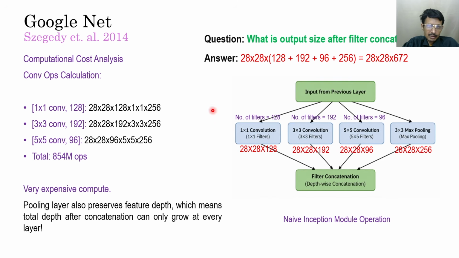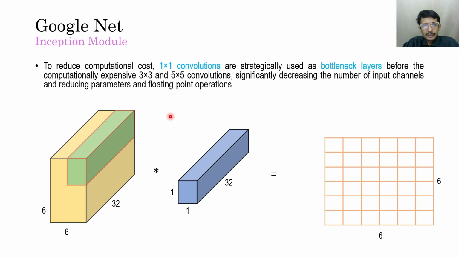And here comes the concept of bottleneck layers. So what does the bottleneck do to reduce this computational cost? 1 cross 1 convolutions are strategically used before the computationally expensive 3 cross 3 ones, significantly decreasing the number of input channels and reducing the parameters.